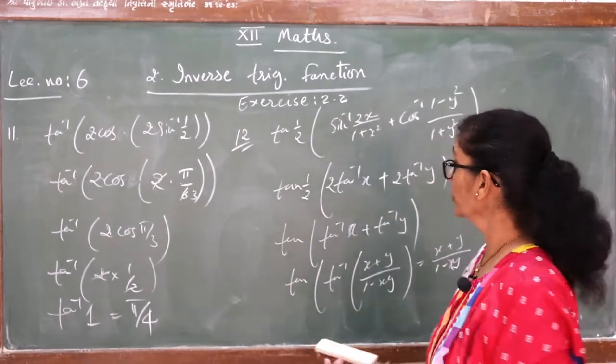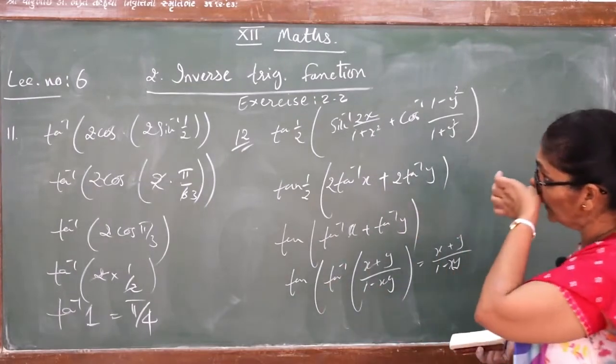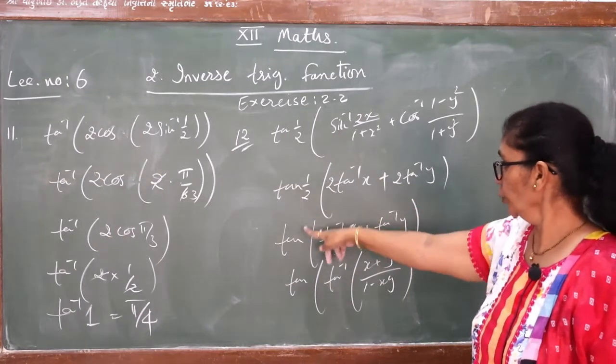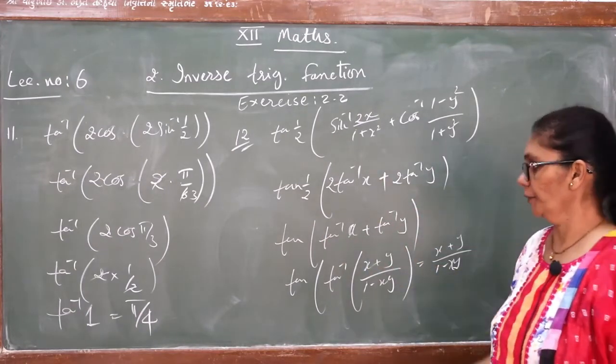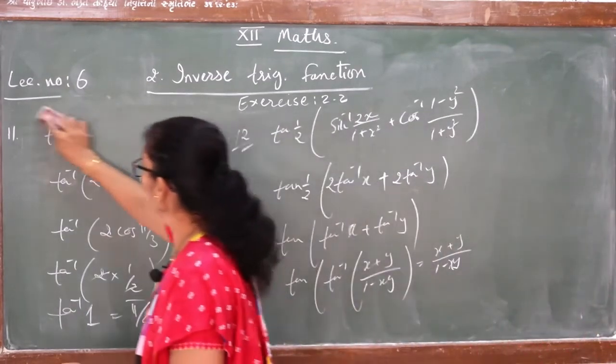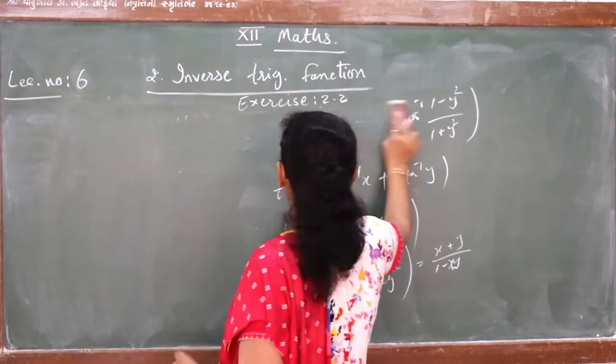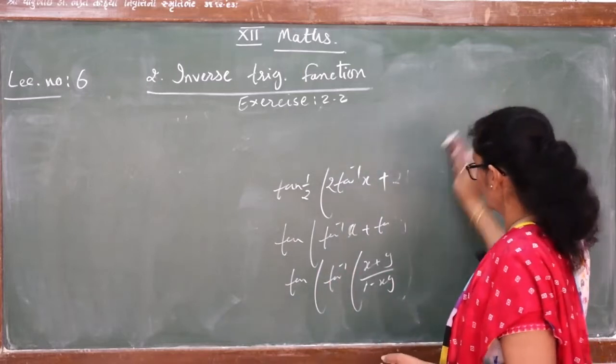Now check the 14th question. This is your 11th and 12th. The method is simple, only the formula is applied, 2 is taken common and again the formula is applied. If you remember all the formulas which we have discussed, it's very easy to solve all the questions of this exercise.